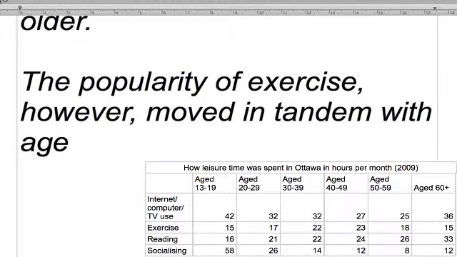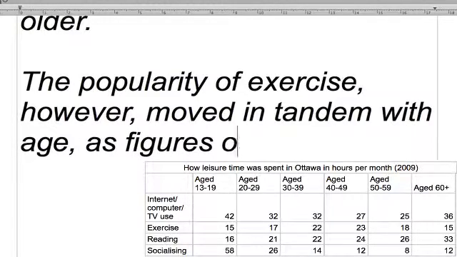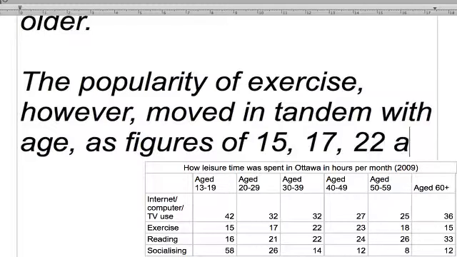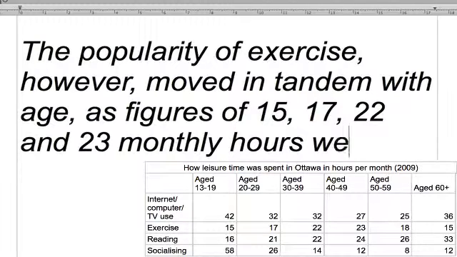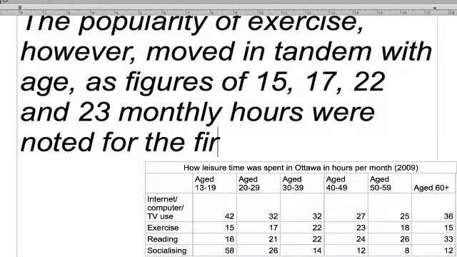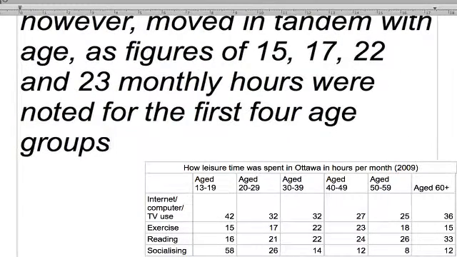Let's see, figures of 15, 17, and, I guess we have 4 of them, right? 22 and 23 monthly hours were noted for the first 4 age groups in the table.